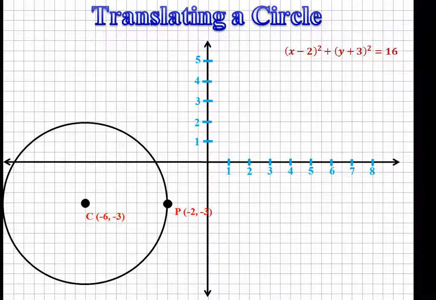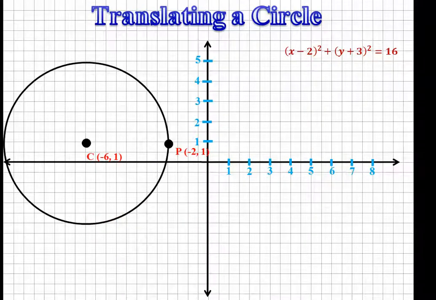Now what I just did is I translated that circle 8 units to the left, and now I'm going to translate it 4 units up. And notice what's changing is the center and the point on the circle. That's all that's changing. So now I can use that information that I have as the center and the point on the circle to write an equation.